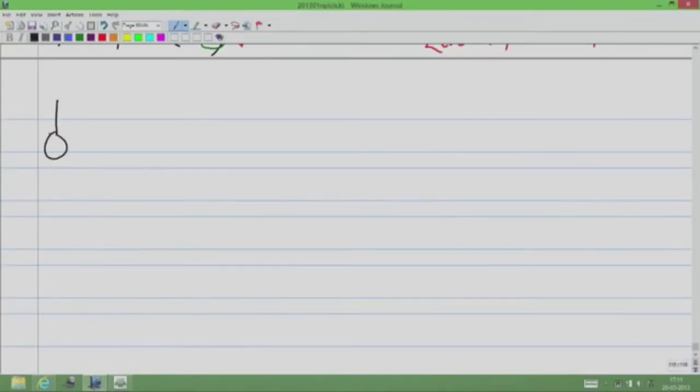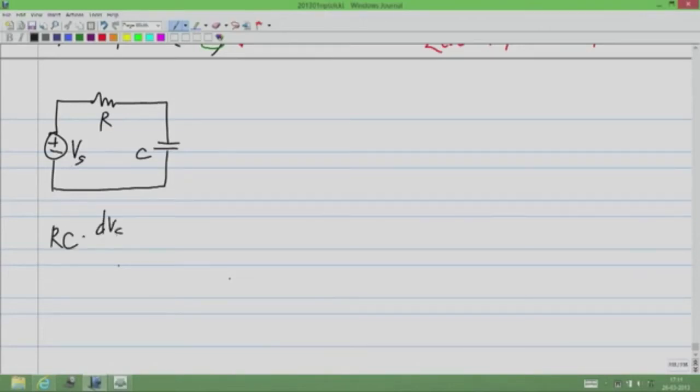Where we have R and C, Vs, and the differential equation governing this is RC dVc by dt plus Vc equals Vs. The right hand side is no longer 0.